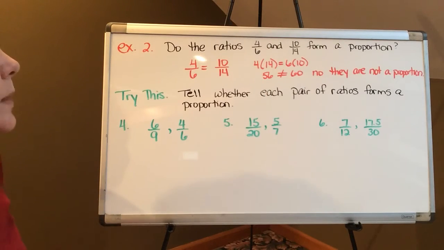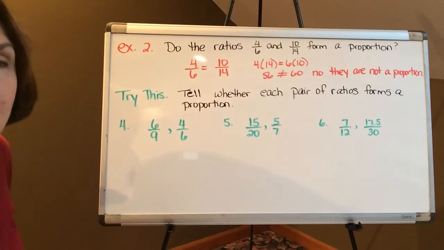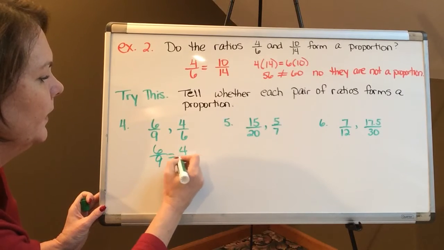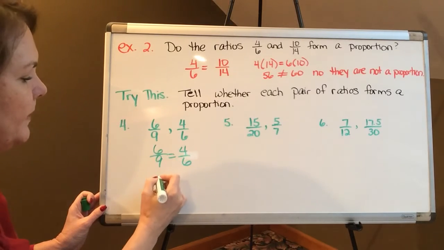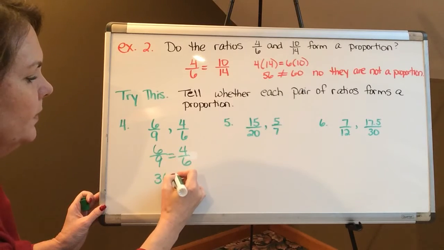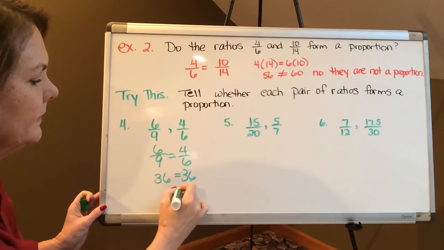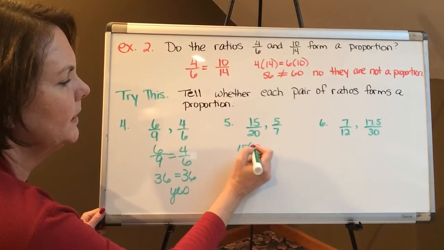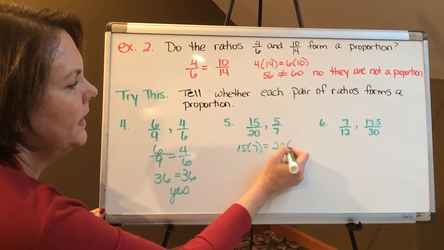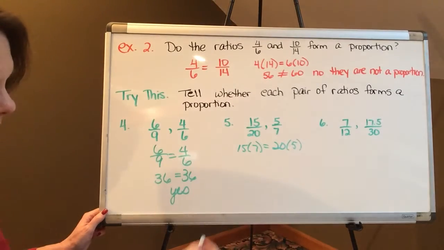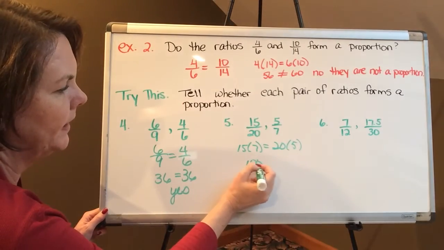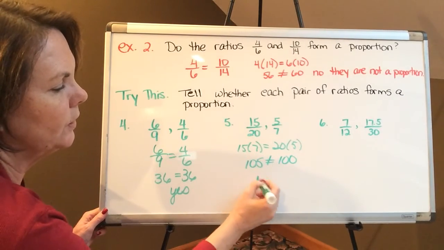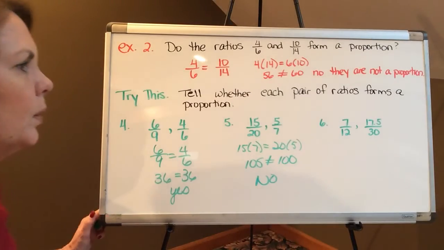So try this. Tell whether each pair of ratios forms a proportion. So what you want to do is set them equal to each other and then cross multiply. 6 times 6 is 36, and 9 times 4 is 36. So yes, they are a proportion. The next one, you want to do 15 times 7 equals 20 times 5. And 15 times 7 is 105, and 20 times 5 is 100. They do not equal each other, so no, they do not form a proportion.